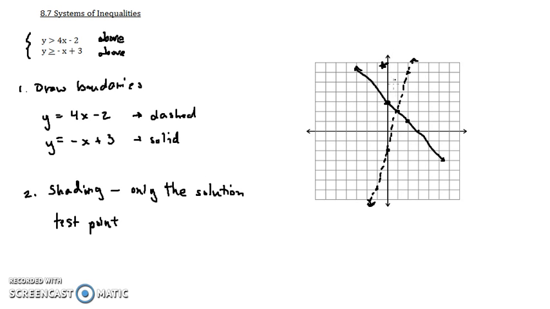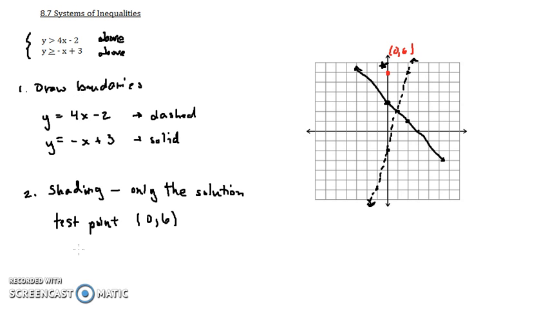So let's test a point and be sure that we got the right region. Pick any point that's in this region. We do not want it to be close to the boundary line. So let's maybe pick this point right here, because that's definitely not close to our boundaries. 1, 2, 3, 4, 5, 6. This is the point 0, 6. So I think 0, 6 is a solution. So I'm going to test 0, 6 in both inequalities and see if it's true.